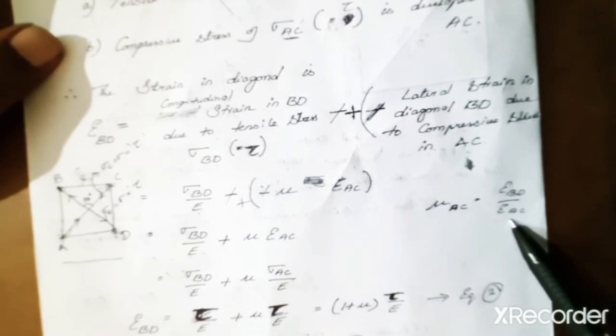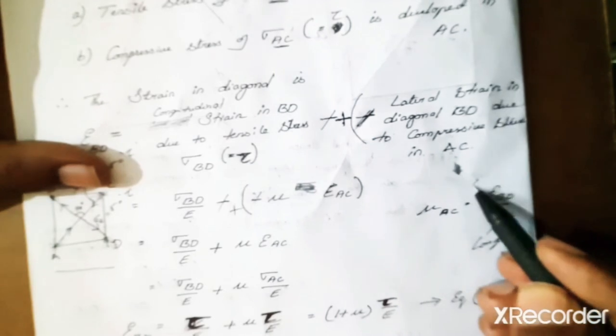Okay. So what is this? As you can see here, mu AC is equal to lateral strain in BD divided by longitudinal strain, right? Lateral by longitudinal. Okay. So this is what happens. This is longitudinal. This is lateral.